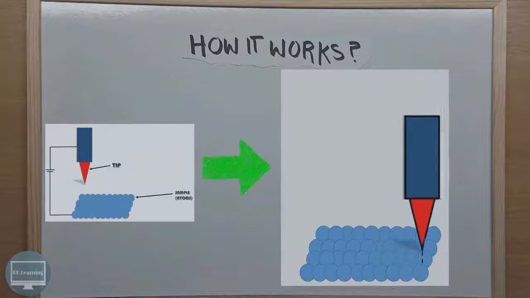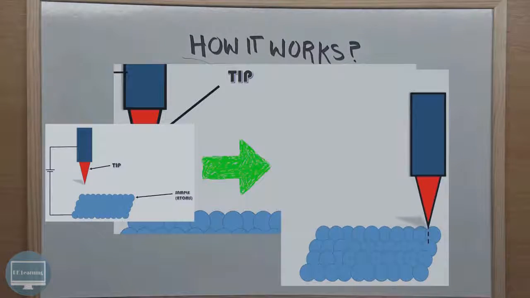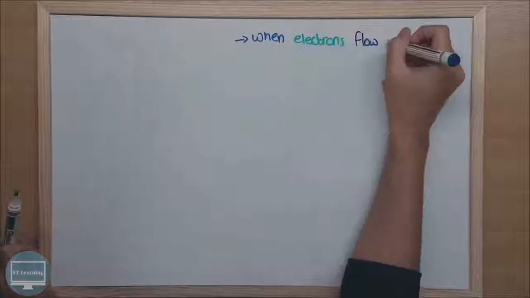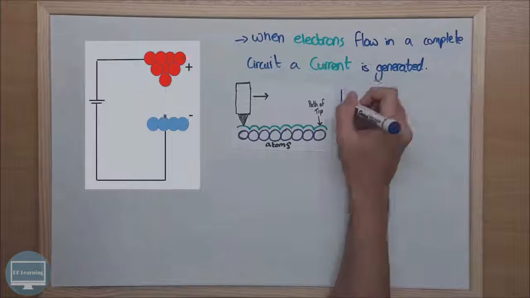The distance between them ranges from 1,000 to 1,000,000 times smaller than the width of a human hair. Because the distance is so small, as it scans, electrons will occasionally jump from the tip to the specimen, and this effect is called quantum tunneling. And when electrons flow in a complete circuit, a current is generated. This current is called a tunneling current.